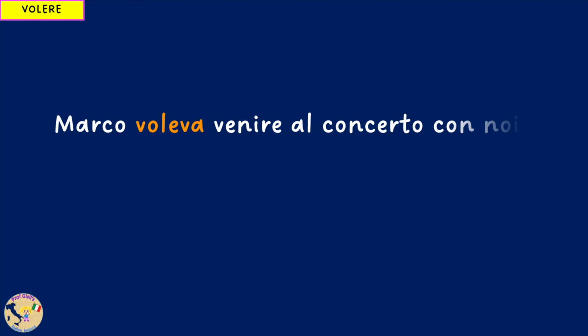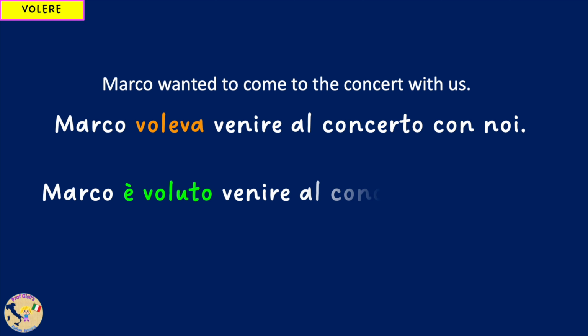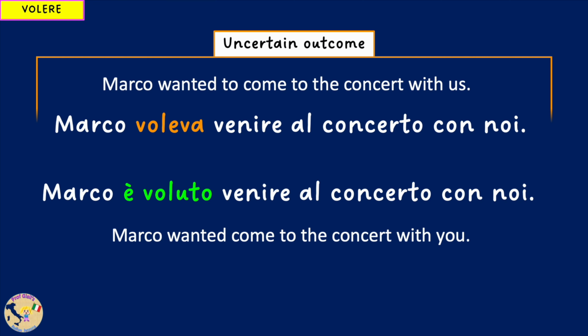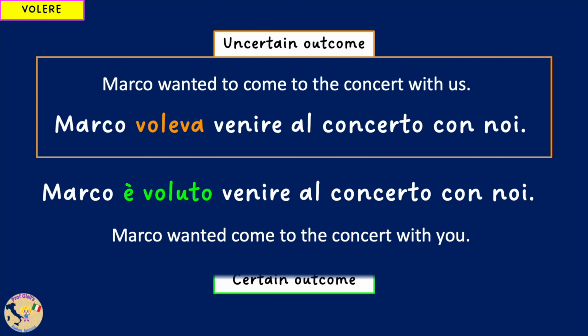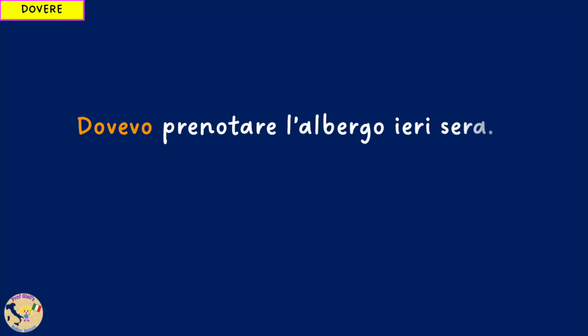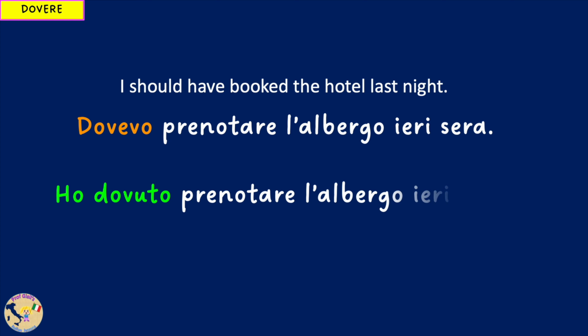Examples with verb volere. Marco voleva venire al concerto con noi. Marco è voluto venire al concerto con noi. Examples with verb dovere. Dovevo prenotare l'albergo ieri sera. Ho dovuto prenotare l'albergo ieri sera.